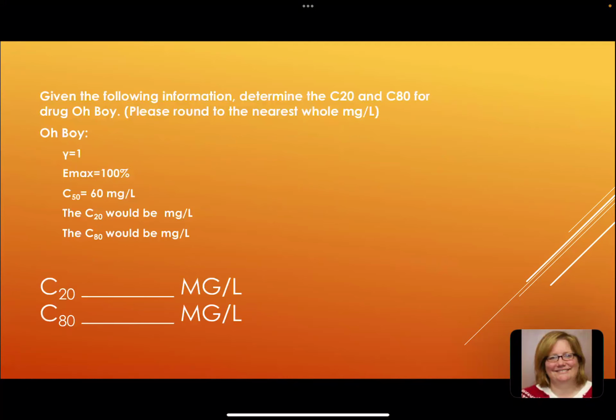Awesome. Given the following information, determine the C20. Now, is C20 an effect or a concentration? A concentration. What does C20 mean? The concentration where we're at 20% of our max. Yes? Okay. And C80, same thing, only 80% of our max. Please round to the nearest whole milligram per liter because we know we're going to have concentrations here. So if gamma is 1 and Emax is 1 and our C50 is 60, we know we're in an Emax model.